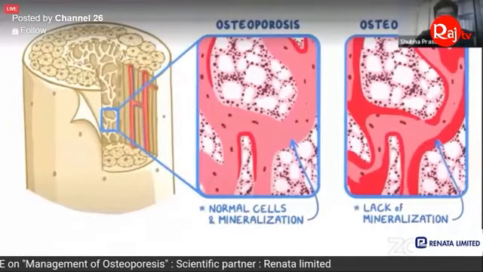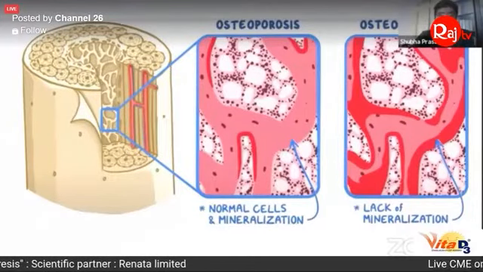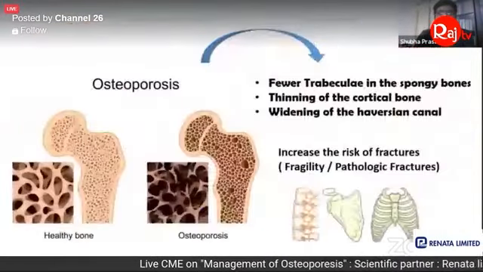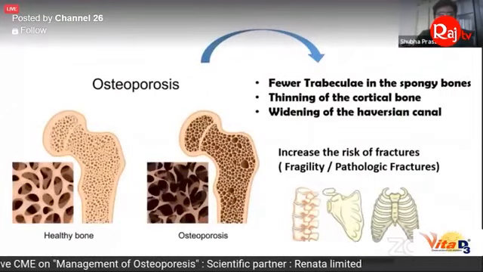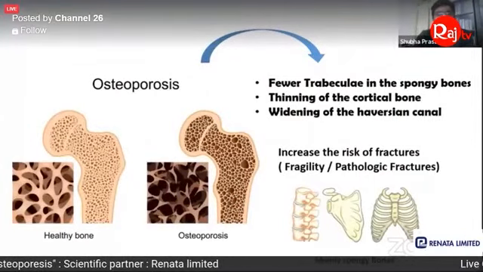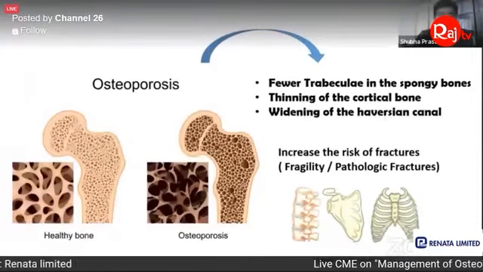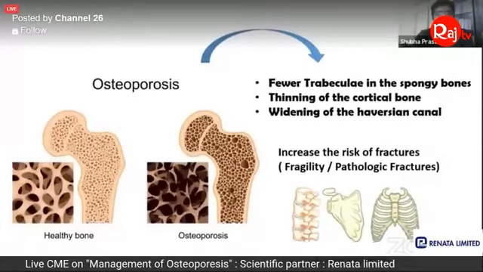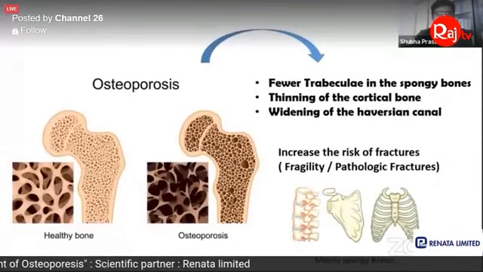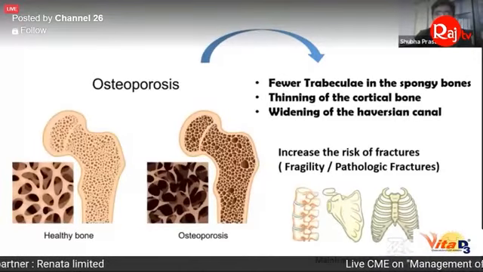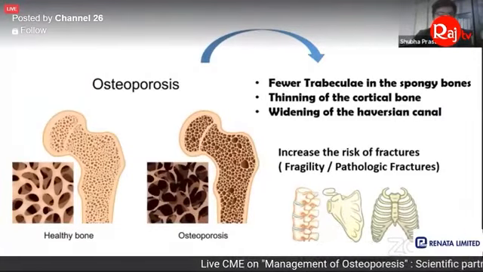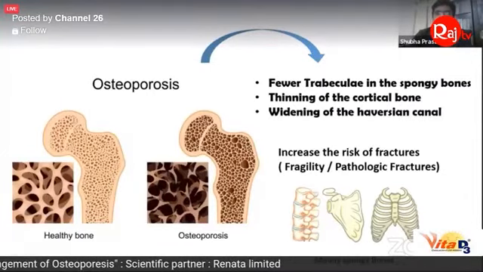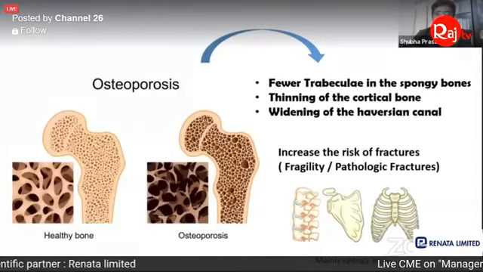This is differentiated from osteomalacia, where there is lack of mineralization. The abnormal microscopic findings of osteoporosis are fewer trabeculae in the spongy bone, thinning of the cortical bone, as well as widening of the Haversian canal. The bone changes increase the risk of fracture. These fractures are known as fragility fractures or pathologic fractures. Some bones like the shoulder bone, vertebrae, and ribs consist mainly of spongy bone, so they are at great risk of fragility fracture.